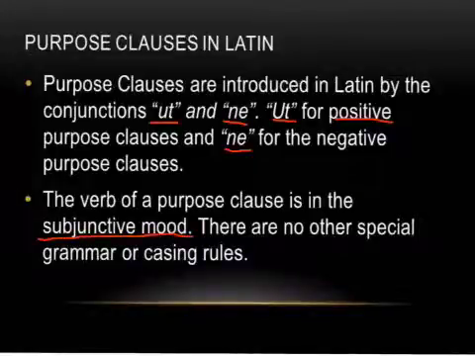Other than that, there are no special grammar or casing rules. So in a purpose clause, all you have to do is introduce it with an ut for the positive, a ne for the negative, and put your verb of the purpose clause in the subjunctive mood. You don't have to do anything else. Your subject stays nominative, your direct objects stay accusative, and so forth.